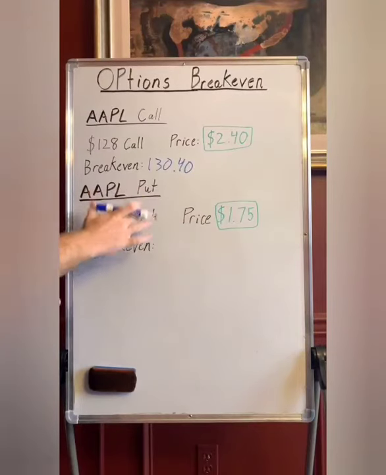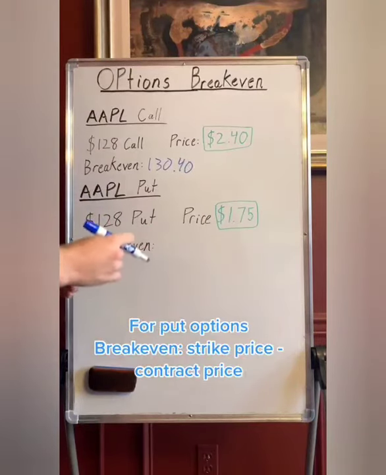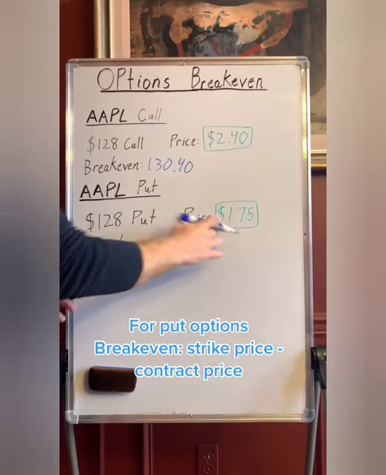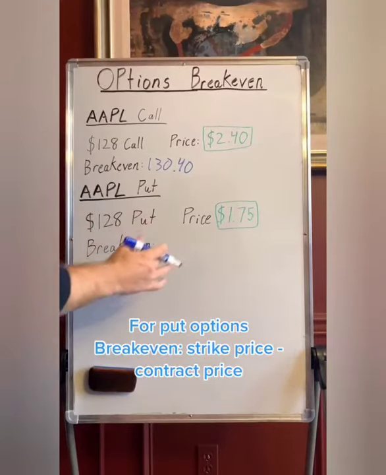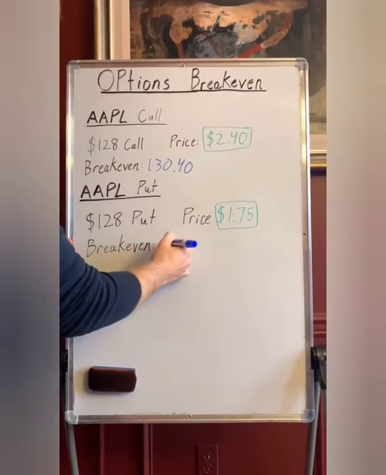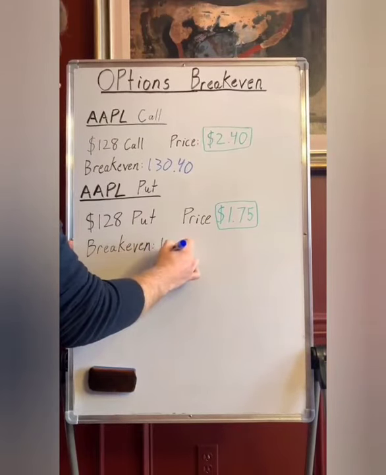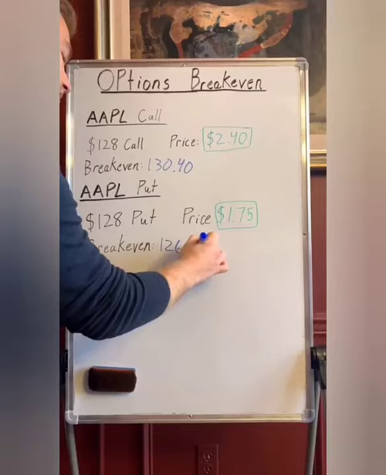Now for put options, to get the break even, you're going to subtract the price of the contract from the strike price. So in this case, the break even would be 128 minus 1.75 to get $126.25.